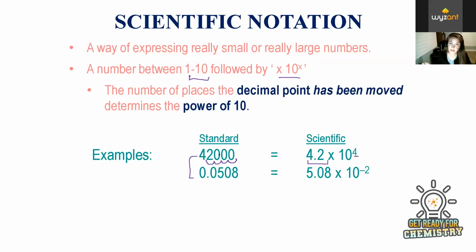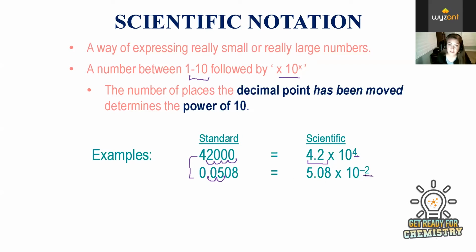Typically, if you're moving the decimal to the left, the exponent will be positive. And if you're moving the decimal to the right, then the exponent will be negative. So for this one, 0.0508, I'm going to move this decimal, which is actually written here, 2 times to get this number to a number between 1 and 10. So 5.08, and I moved it 2 times, 10 to the negative 2.